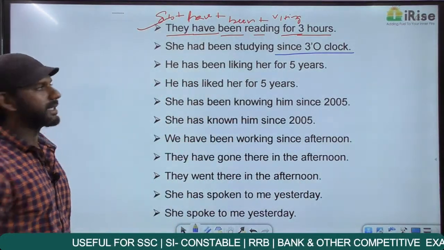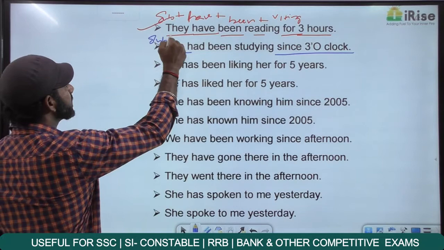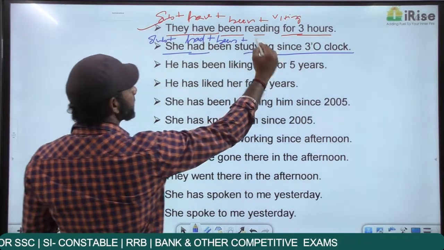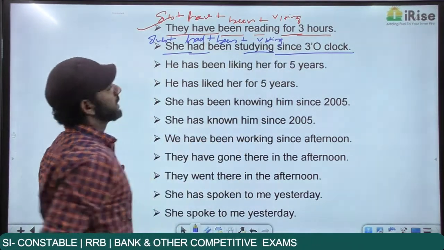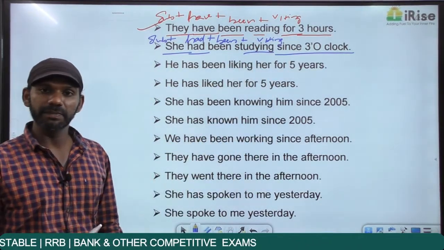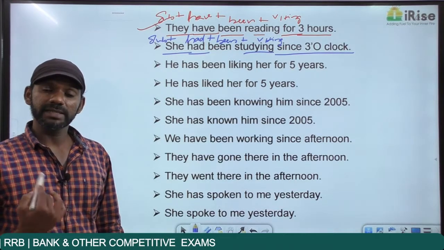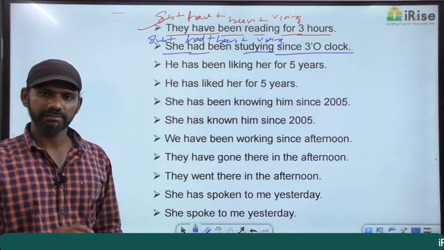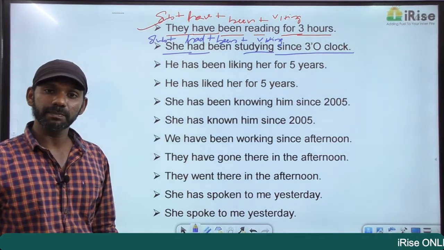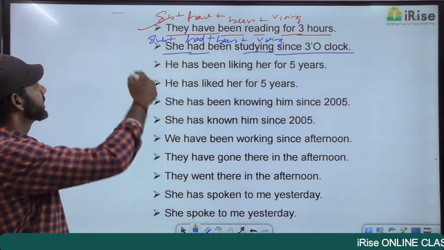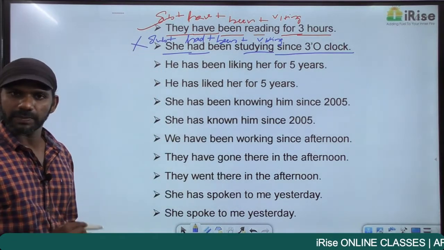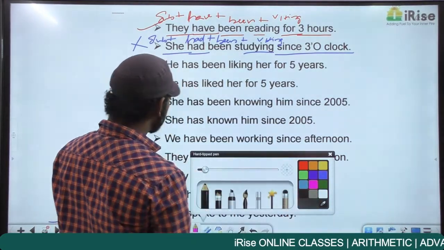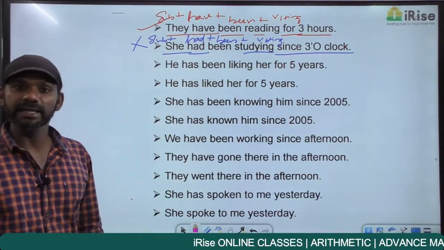She had been studying. The subject here is she plus had plus been plus V1 plus ing. Subject plus had plus been plus V1 plus ing is past perfect continuous. Can since appear in past perfect continuous? No. Since appears in present perfect and present perfect continuous. So this statement is grammatically wrong. Now we cannot miss any concept. Only if you think about all the concepts you can find out the error in a sentence.